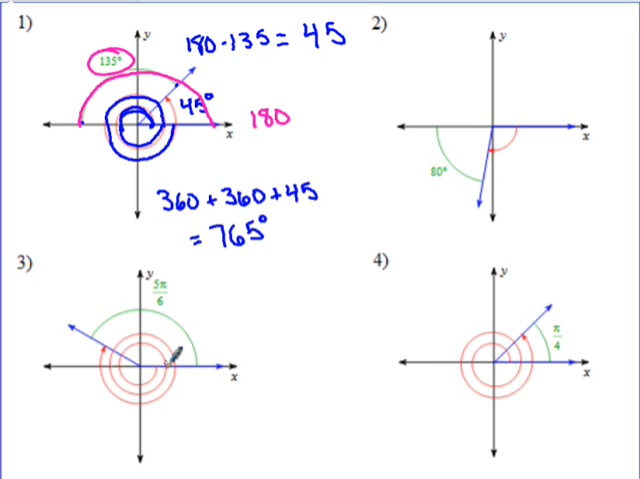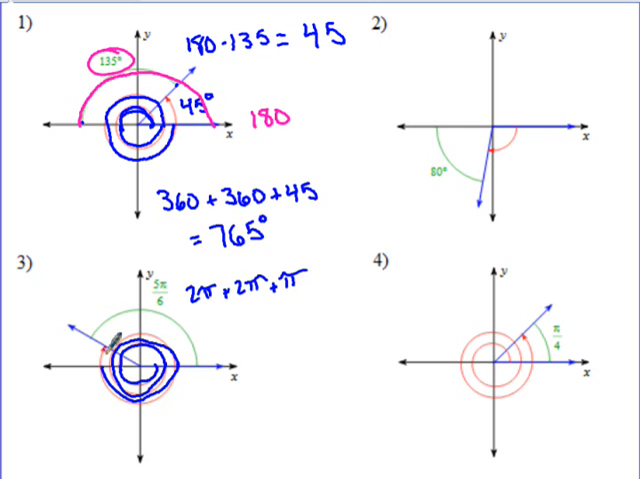Alright, now I'll do one in radians. The process is the same, so I'm going to deal with full circles as much as I can. Alright, so there's a full circle. In radians, that is 2 pi. Alright, there's another full circle, so another 2 pi. Okay, now I have another half circle, so I can add one more pi.